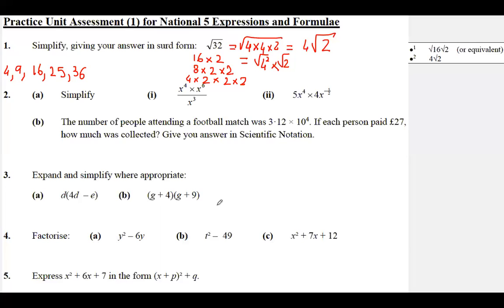So these are surds. A surd is something that we need to manipulate, and root 2 is a surd, so we leave it. This is the simplest form we can give it back to.